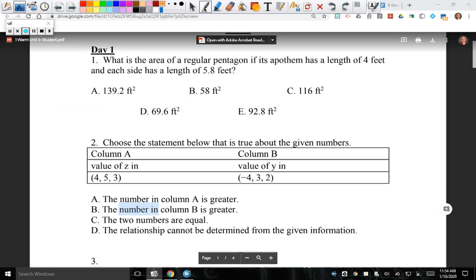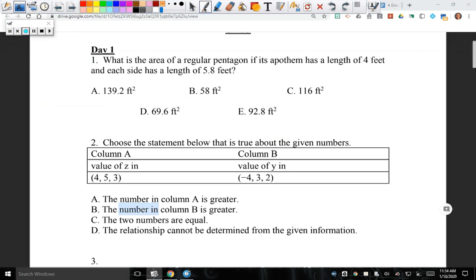Alright, so these first three warm-up problems. The area of a regular polygon or pentagon, 5 sides. If the apothem, from the center to the median of one of the sides, not the vertex, not the corners, has a length of 4, and each side has a length of 5.8.